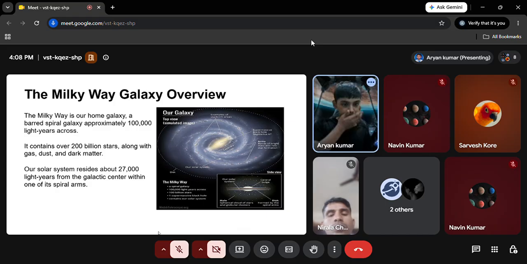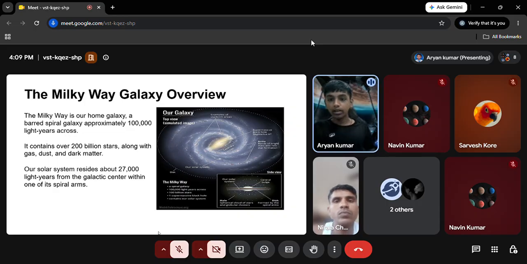And the numbers, like the 200 billion stars and 100,000 light years, are all approximations. So as you can see in the picture, this is a picture of the Milky Way. To take a picture of something, we need to get outside it, but we have just approximated what our galaxy would look like by observing other galaxies. We see that there's a central bulge, there's a disk, and a halo.